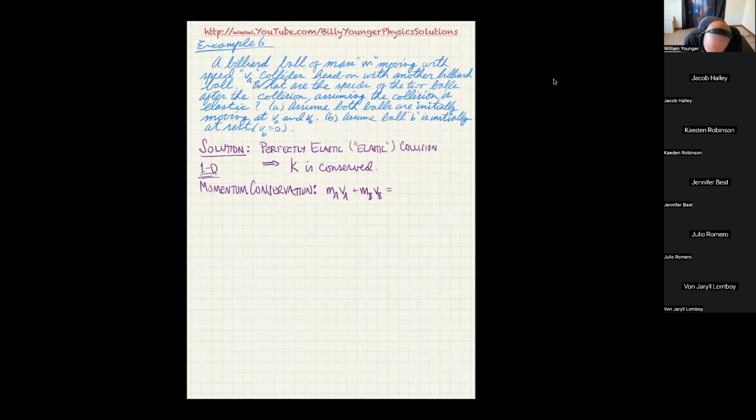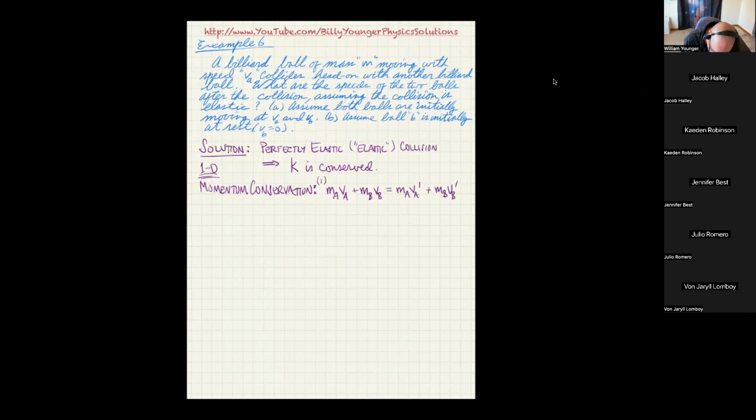So the momentum after the collision will still be ma, but this time it's the new velocity, which would be va prime, plus mb with its new velocity, which would be vb prime. Okay, so that's going to be equation 1. That's just conservation of momentum.